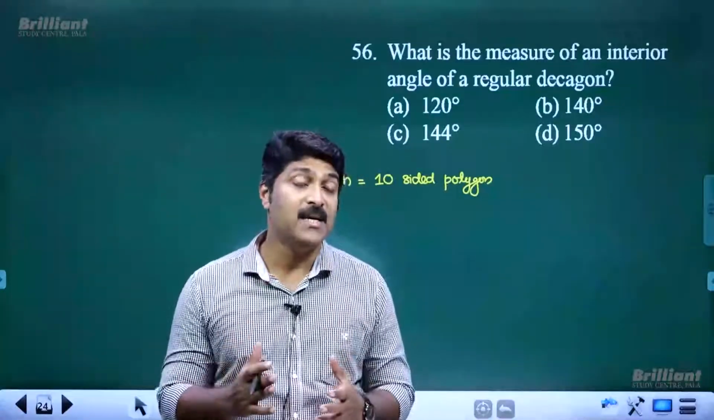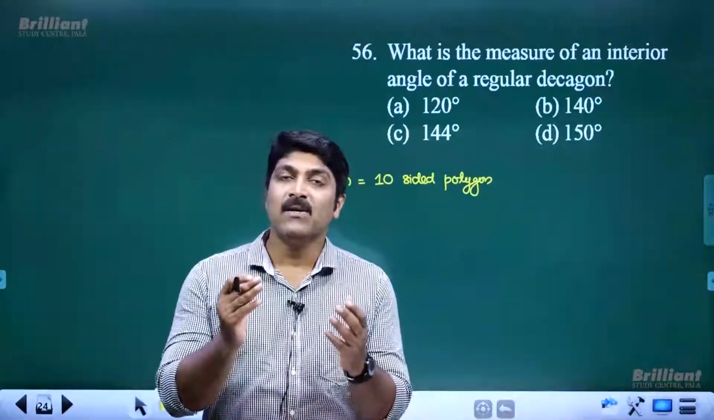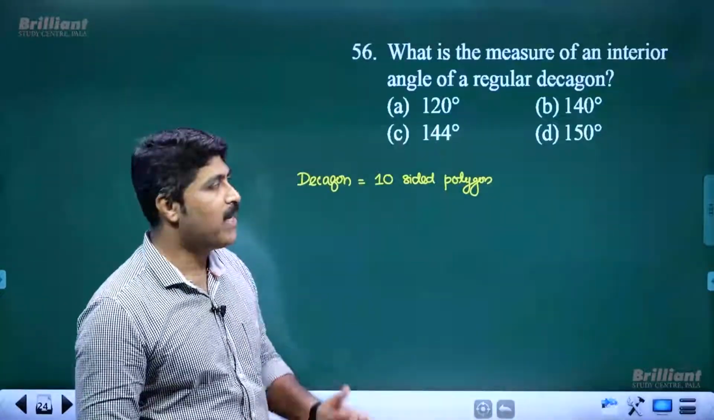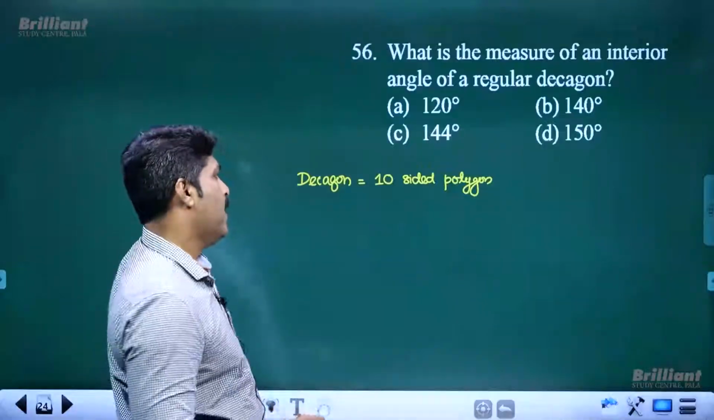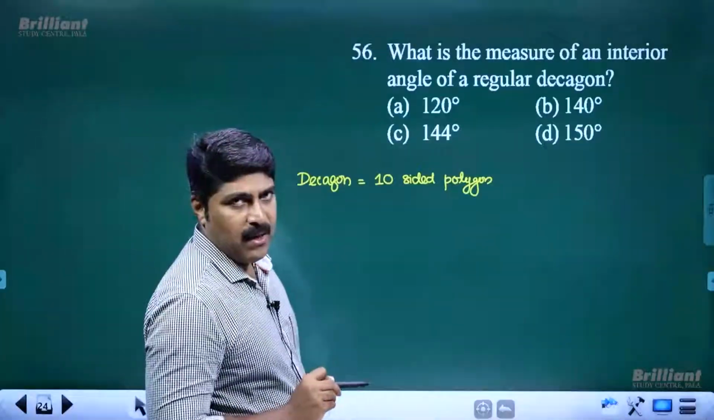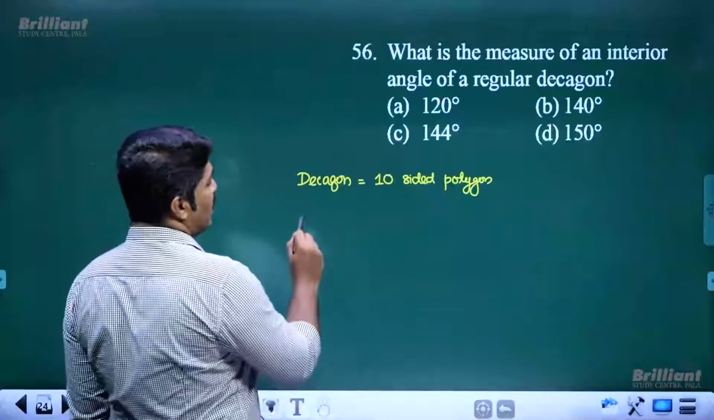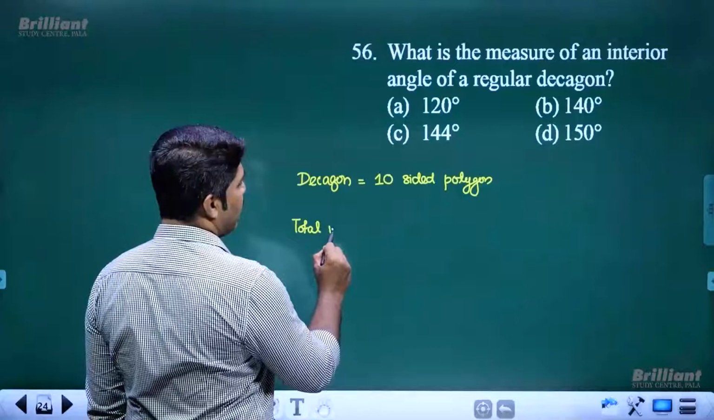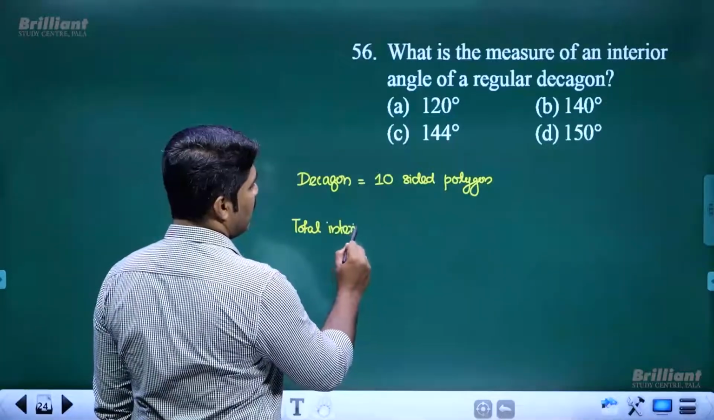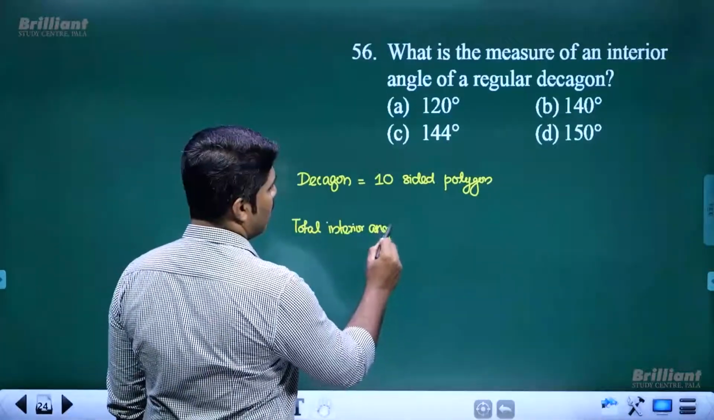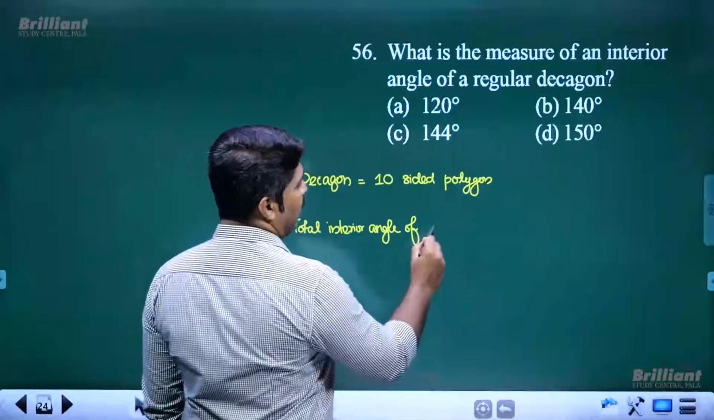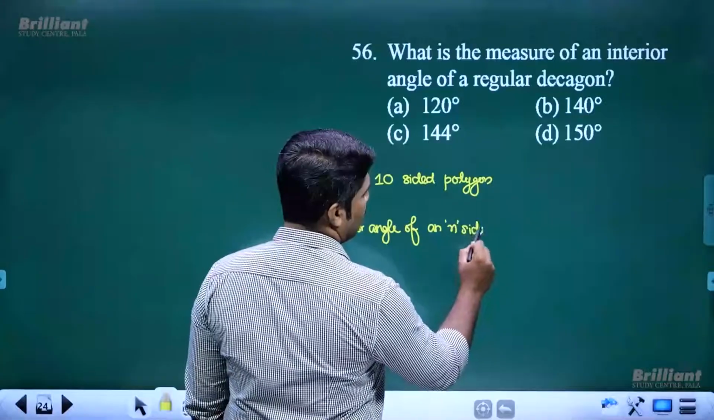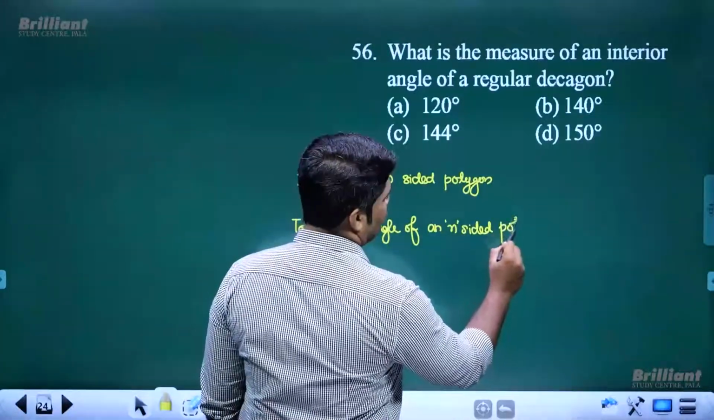If all the sides are equal, what will happen? All the interior angles will also be equal. Here also we are dealing with such a regular polygon. Here it is a regular decagon. So if you need to find the total angle sum of the interior angles of an n-sided polygon, these are all basic results.